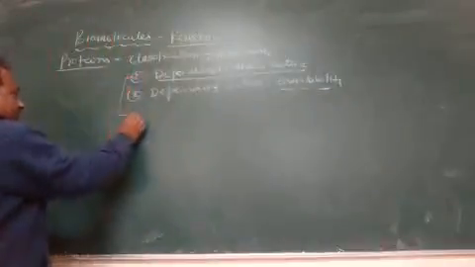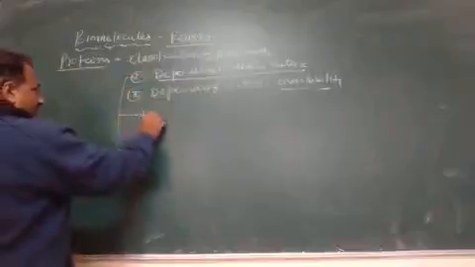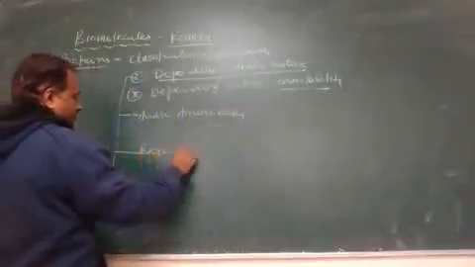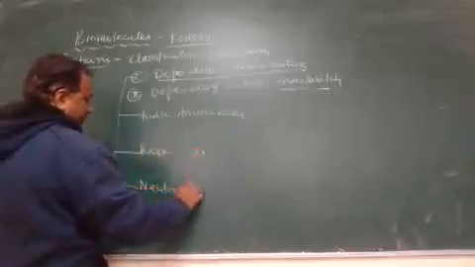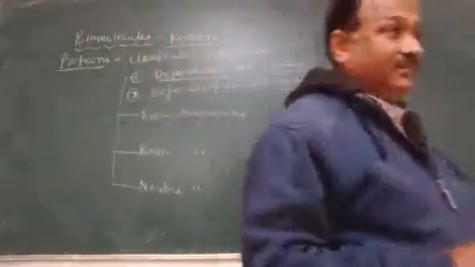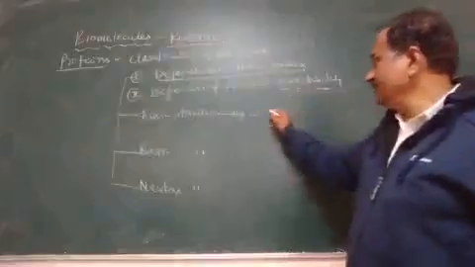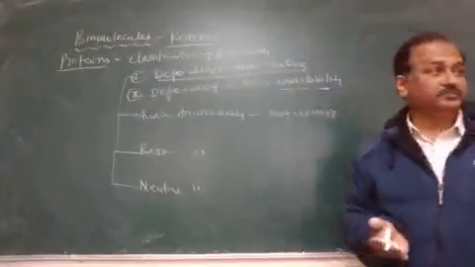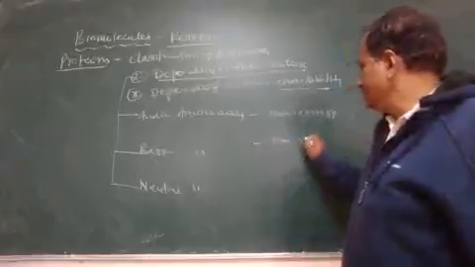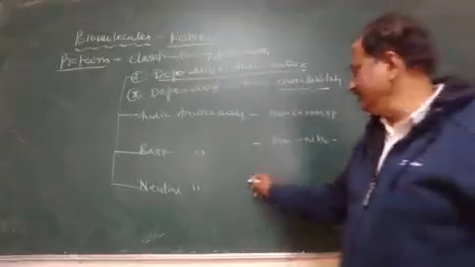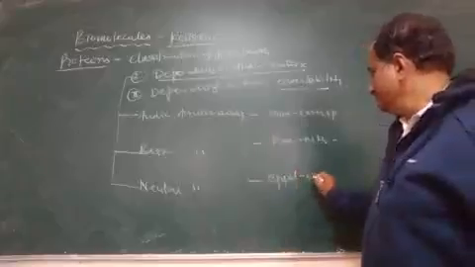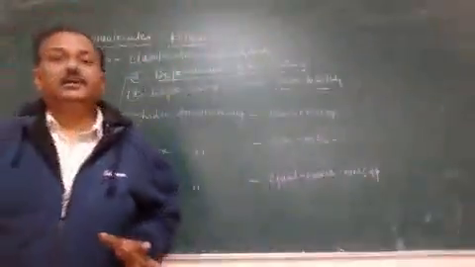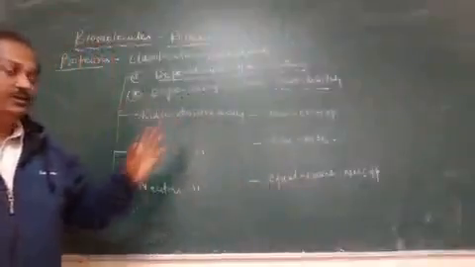There are three types. First is acidic amino acids, then basic amino acids, and third is neutral amino acids. An amino acid is said to be acidic when it has more COOH groups. Basic amino acids have more amine groups, and neutral ones have equal COOH and NH2 groups. So there are different types and we classify on this category.